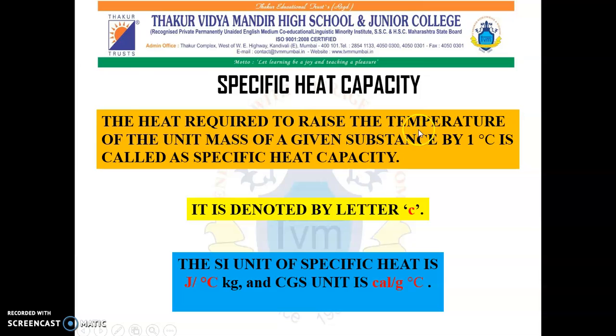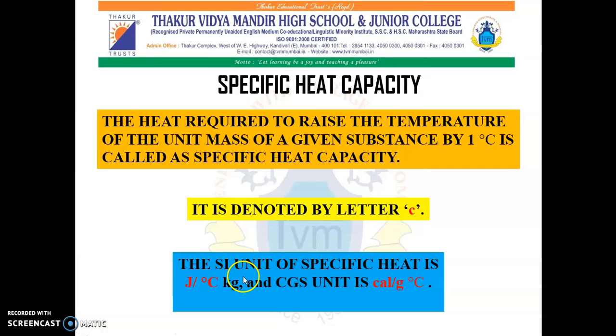The heat required to raise the temperature of a unit mass of a given substance by 1 degree Celsius is called the specific heat capacity. It is denoted by the small letter c. The SI unit of specific heat is joule per kg degree Celsius and the CGS unit is calorie per gram degree Celsius.